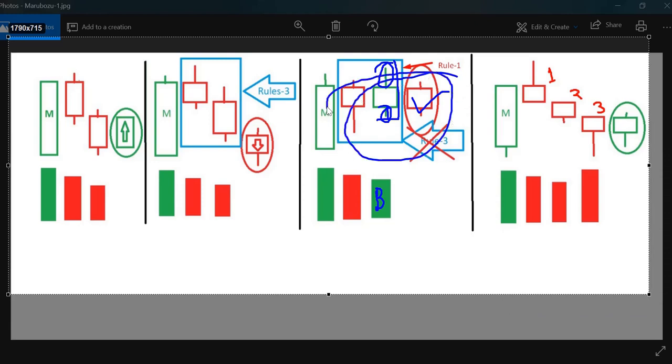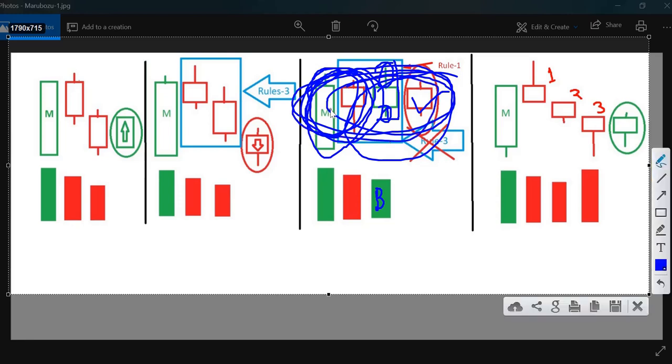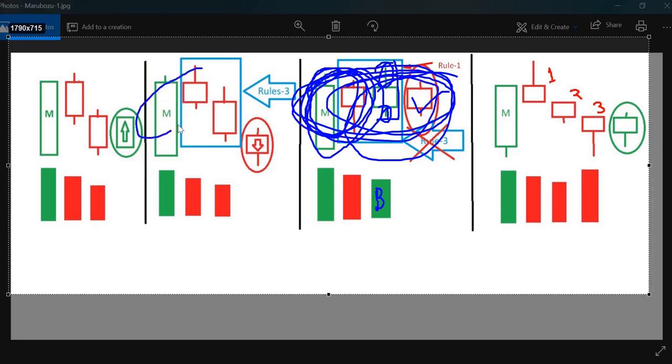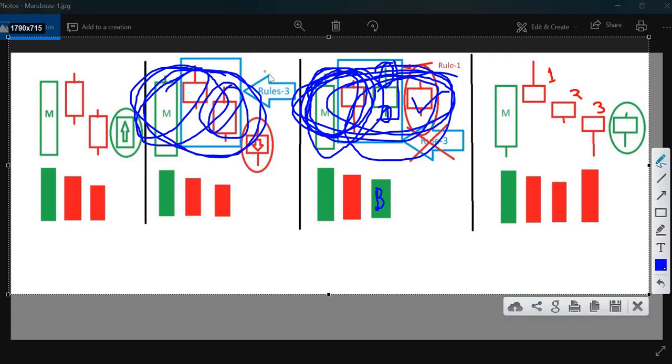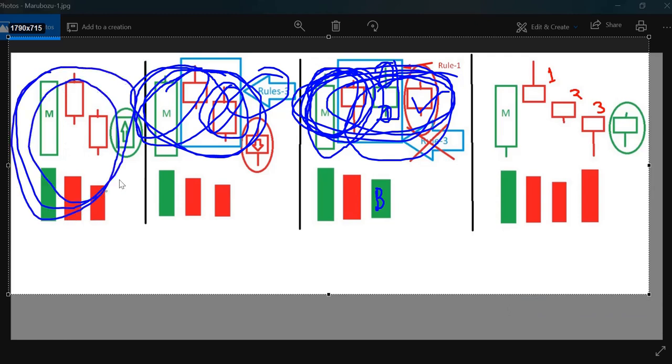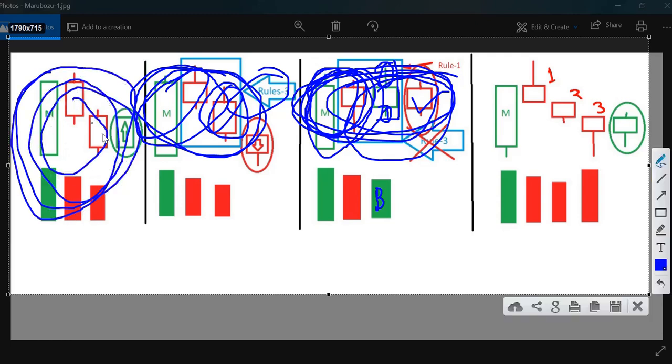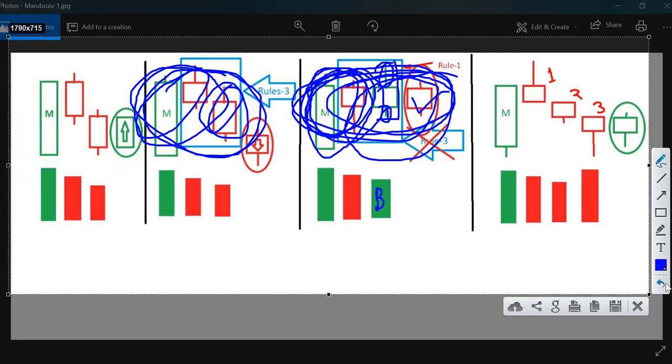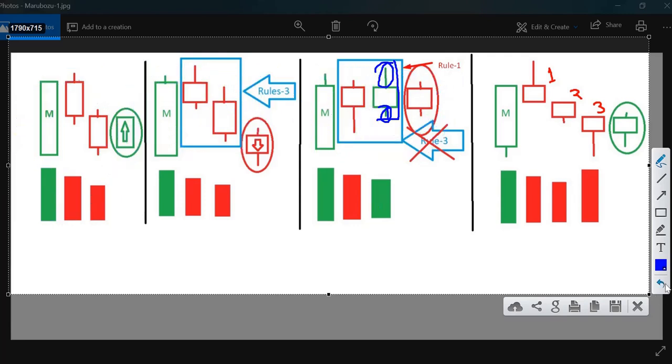We are applying rules number 2 here, and we are applying the Marubozu rule. In these 2 candles we are using the Marubozu rule. In this whole setup we are using rules number 2, and in these 2 candles we are applying Marubozu. In this 1 candle we are applying rules number 3. And in this whole setup we are applying the Marubozu setup. Marubozu reverses rules number 1. Okay, this is actually how the Marubozu rules work, always.